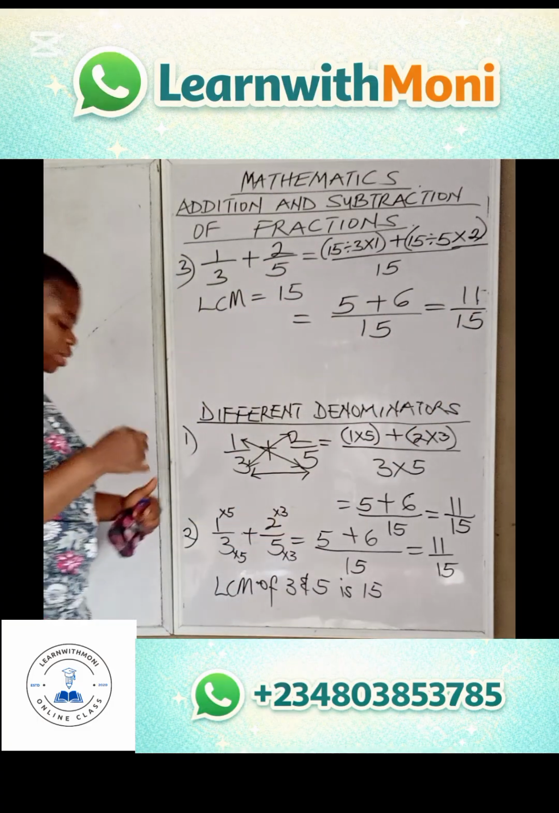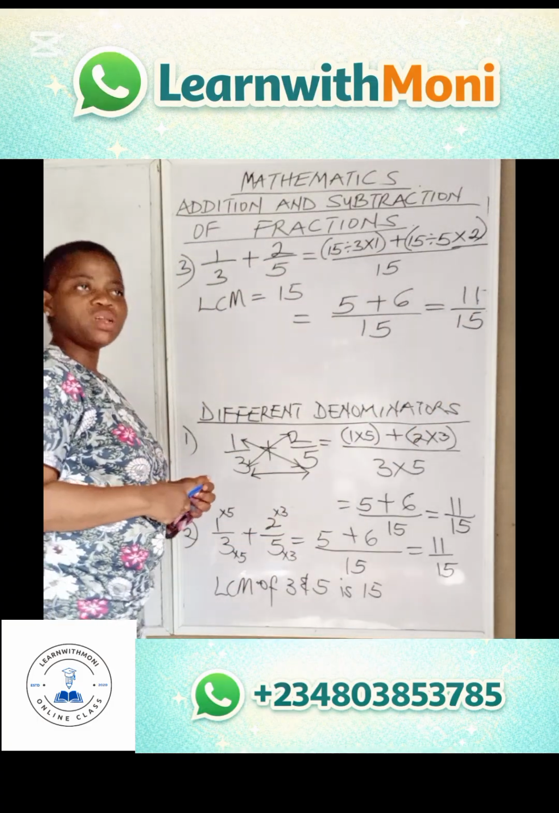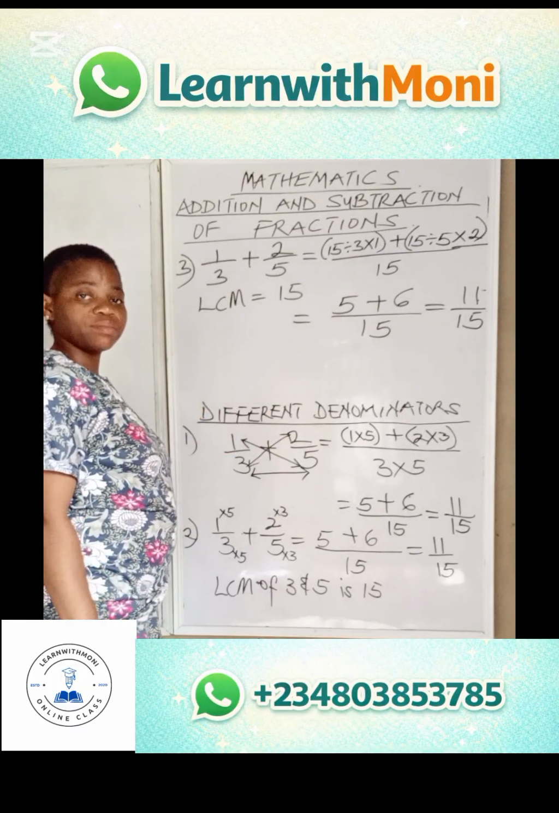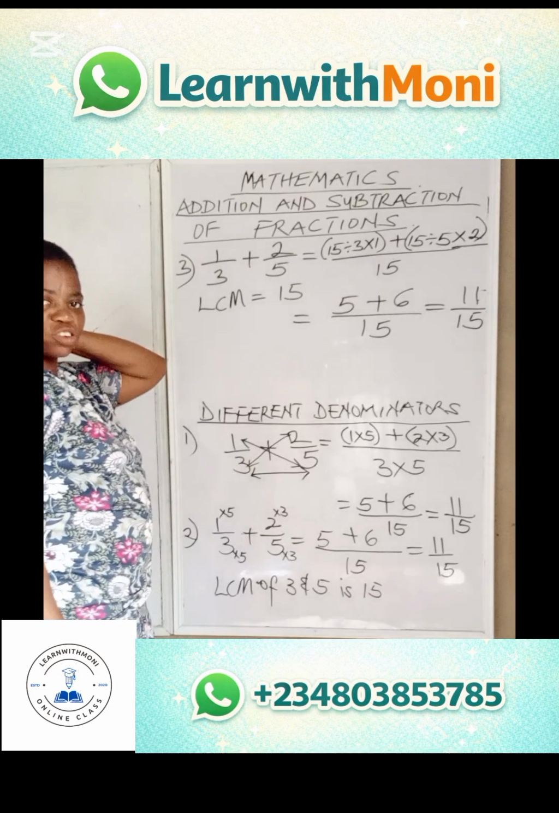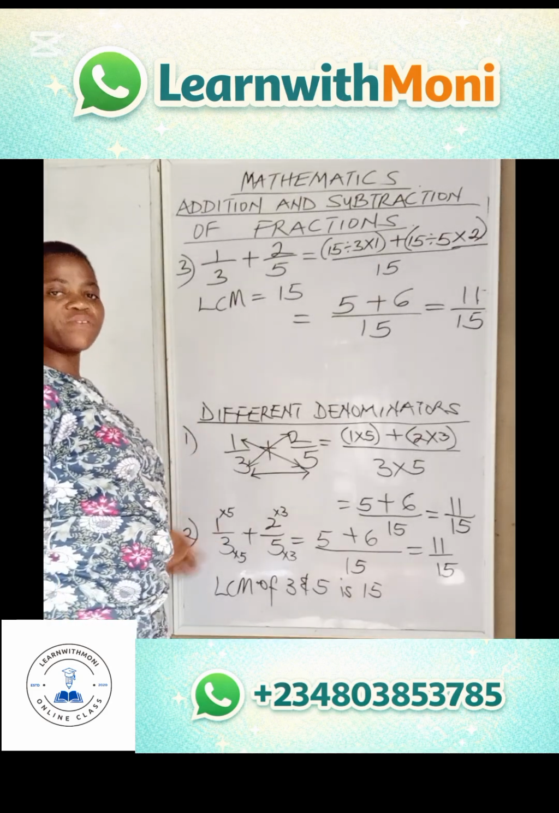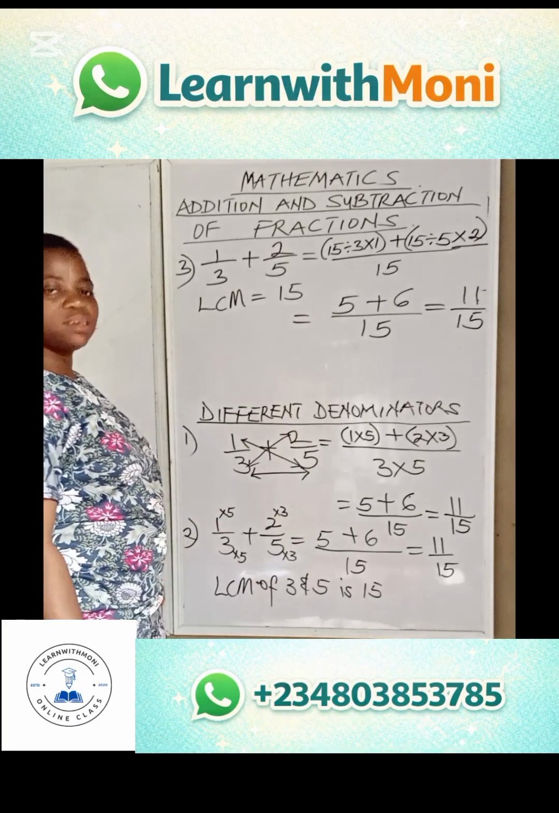These are 3 different methods, but all are going to give us the same thing. Let us look at subtraction of fractions. I will also use the 3 different methods with unlike denominators.